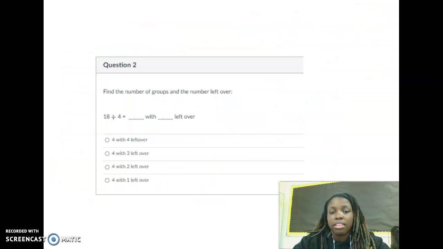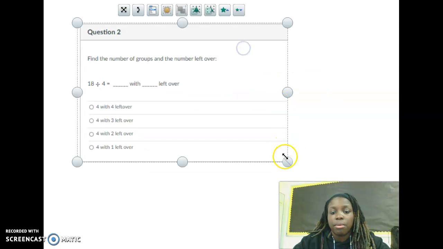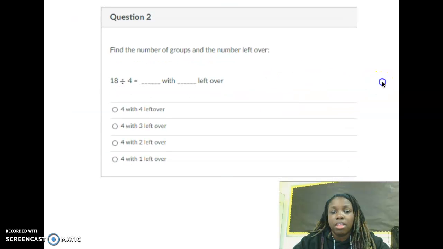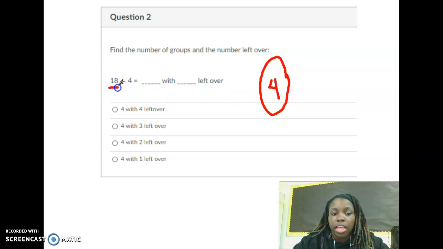All right, let's look at one from our practice quiz today. Find the number of groups and the number left over. So 18 divided by 4. Ooh, that looks simple, right? So we have 18. We're going to split them into groups of 4. So we're going to draw 1 group, and we're going to have 4 in it. And we're trying to get to what? 18.